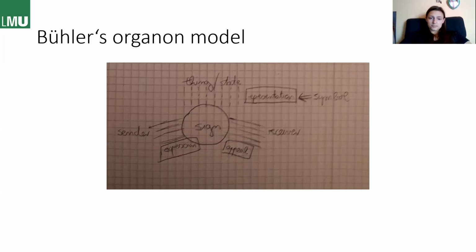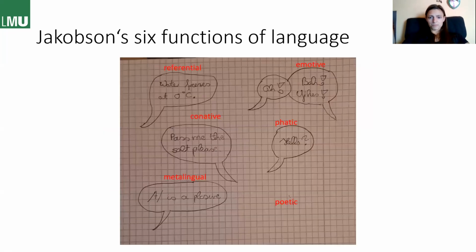So this sign basically links the thing, which is represented by a symbol, with the sender who expresses it and the receiver who it appeals to. And this is basically all that is to it. It's not that complicated, it just looks horribly complicated.